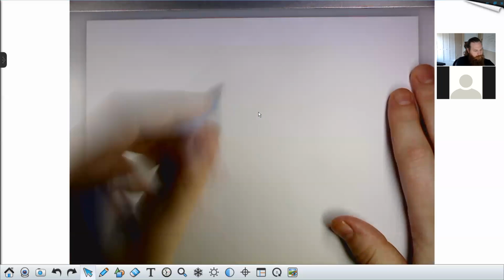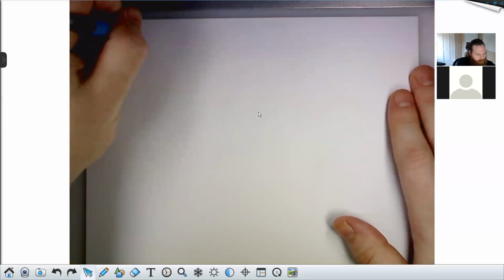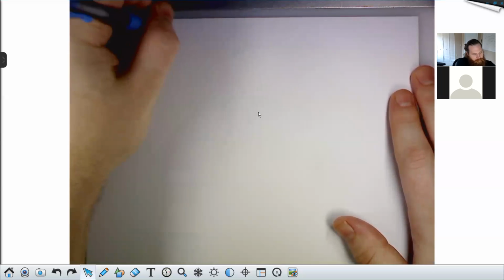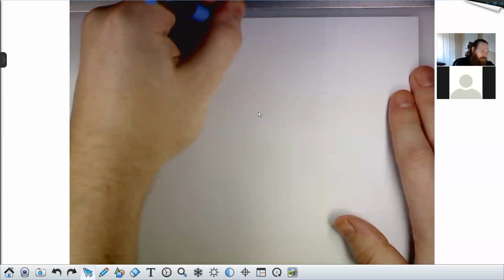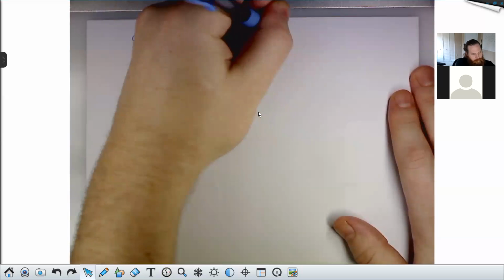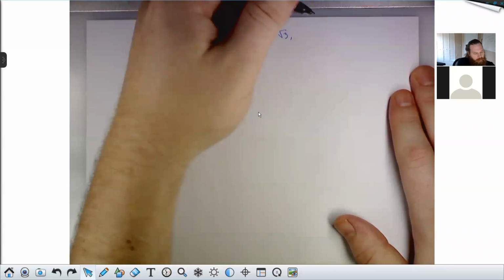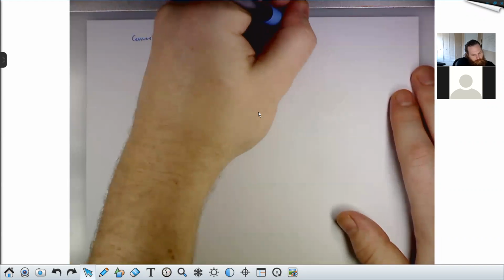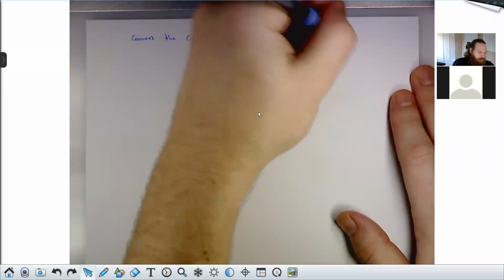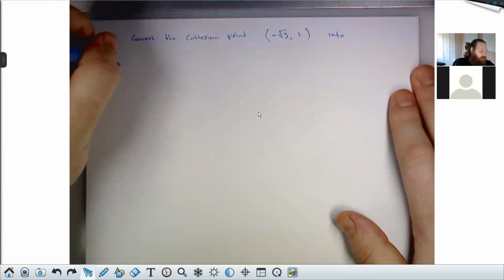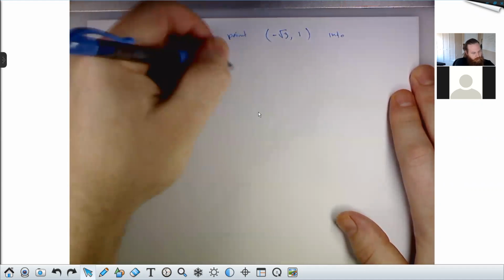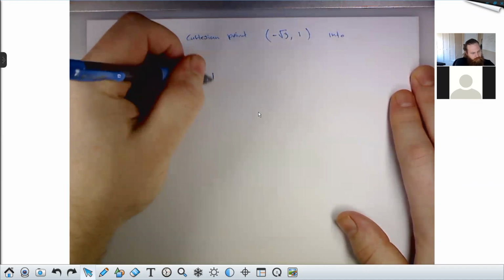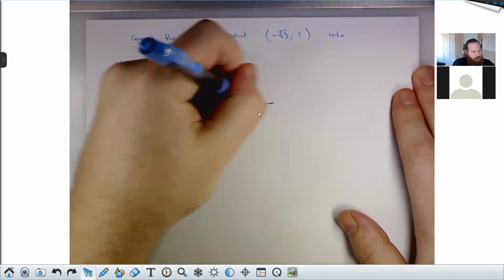Let's take something that's outside of the right half plane. So let's convert the Cartesian point negative square root of 3 comma 1 into polar coordinates. I can plot the point. I recommend you do this. Drawing the picture is usually helpful. Never hurts.